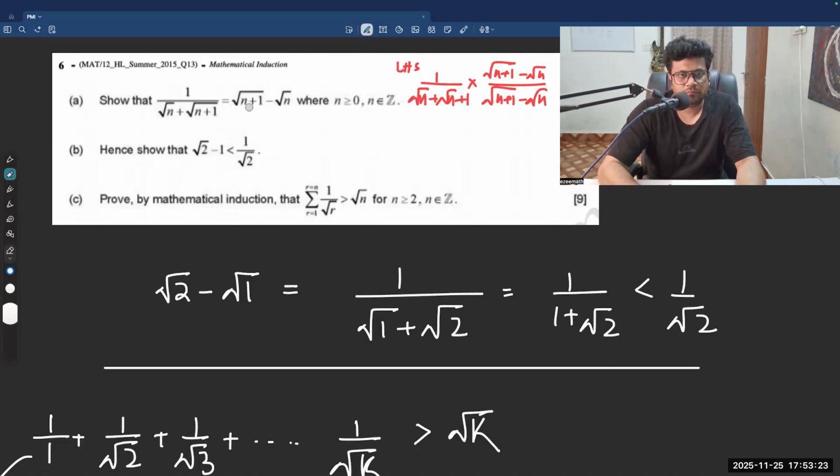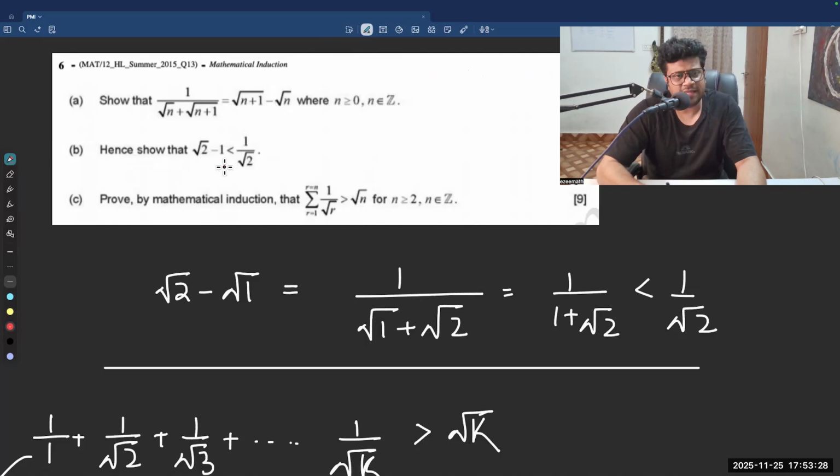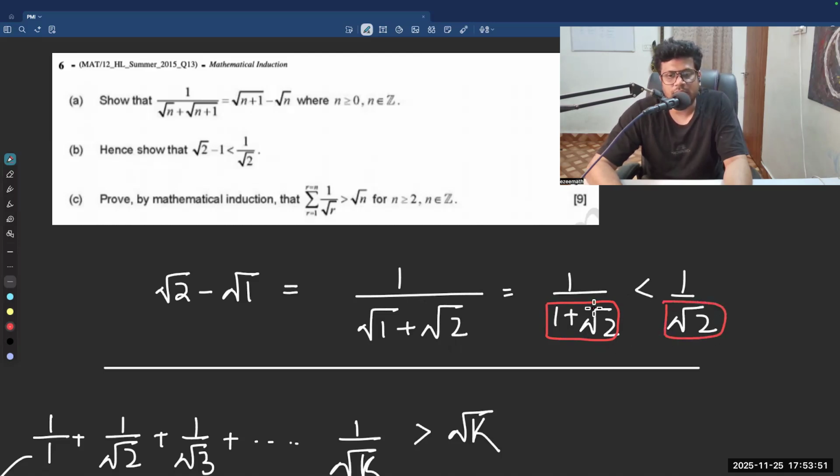Okay, that was the rationalization bit. Nothing there. Hence, show that root 2 minus 1 is always less than 1 by root 2. Well, root 2 minus 1 comes out to be 1 by root of 1 plus root 2, and that's 1 by 1 plus root 2. Of course, 1 by 1 plus root 2 is always going to be less than 1 by root 2. Why? Because this is always greater than that. 1 divided by a larger number will always be smaller than 1 by root 2. That's our proof.